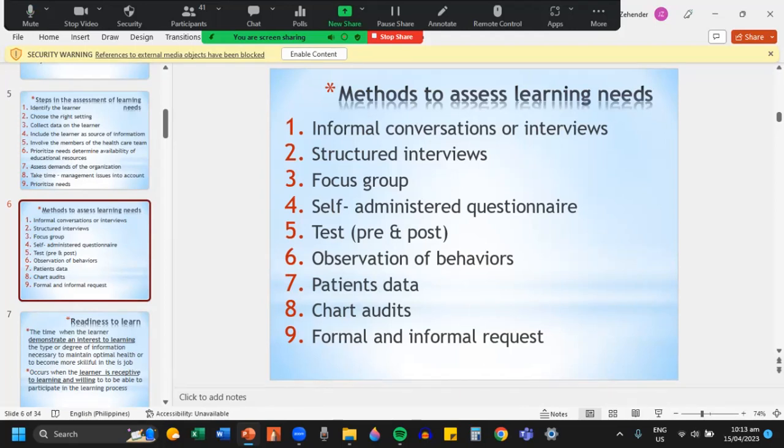Okay? Next, we have the structured interview. So itong si structured interview, may interviewer, tapos meron siyang set of guide questions. Okay, so this is especially true if you are going to have your research when you reach third year. One of the things that you need to successfully pass in your BSN is to have a nursing thesis.